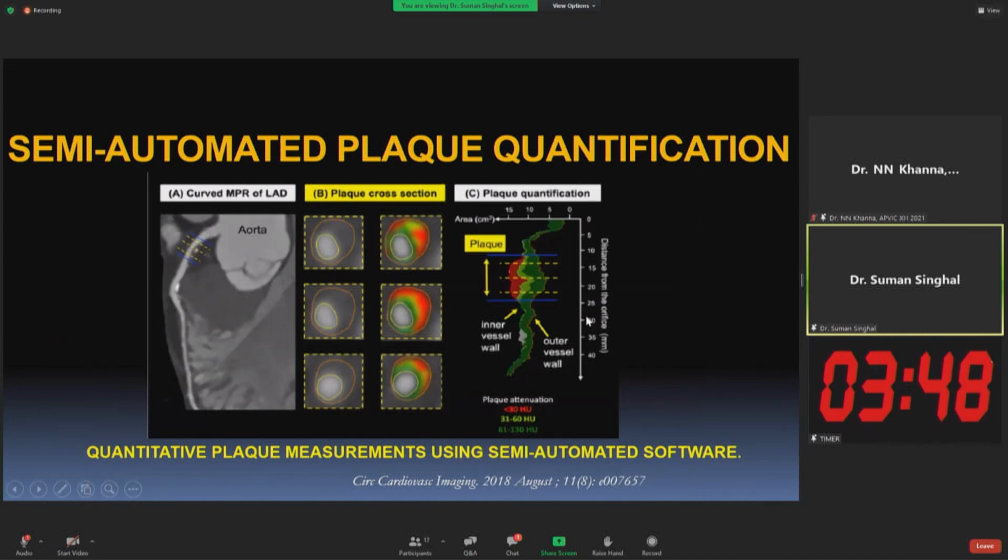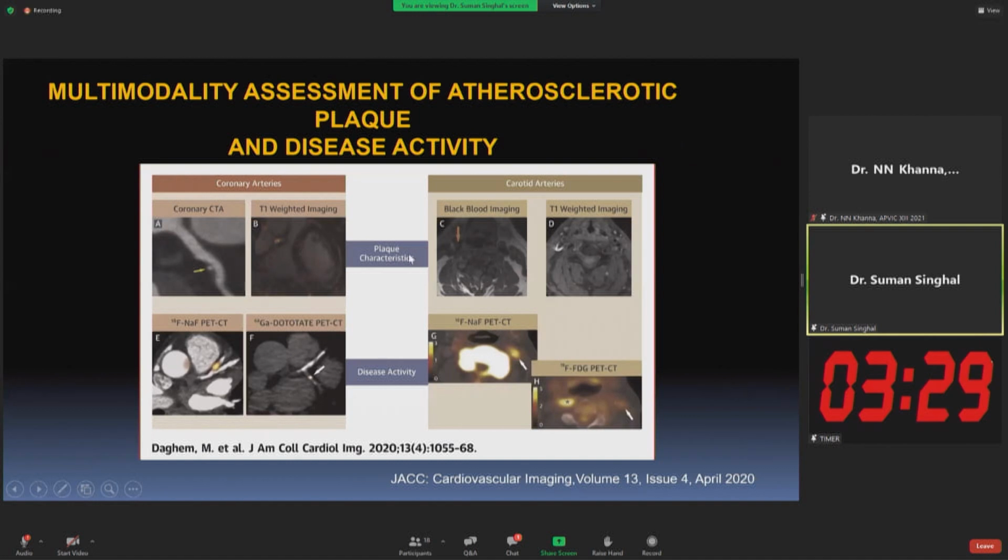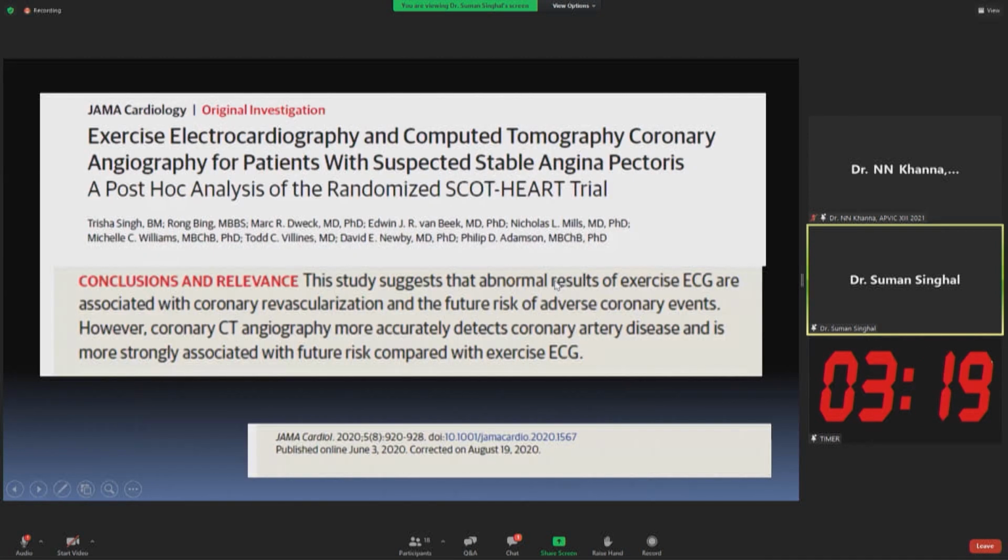Semi-automated plaque quantification techniques are also available with certain vendors, where they can calculate the plaque burden by CTCA. For plaque progression, again, CTCA is a non-invasive modality and a very definitive one to monitor whether the plaque is progressing or not. It is not just luminography, it is much more than that. We can see the wall, we can see the heart as a whole, we can see the positive remodeling, and it really helps us to diagnose further, not just anatomical imaging.